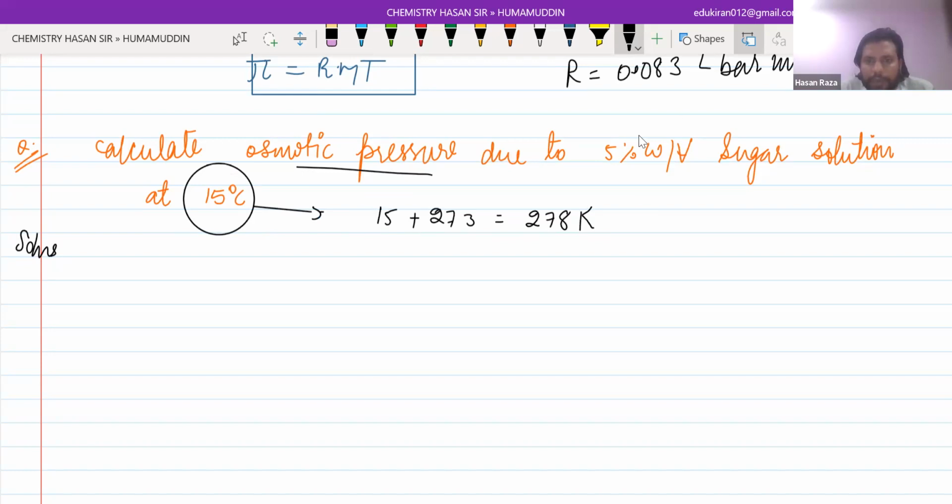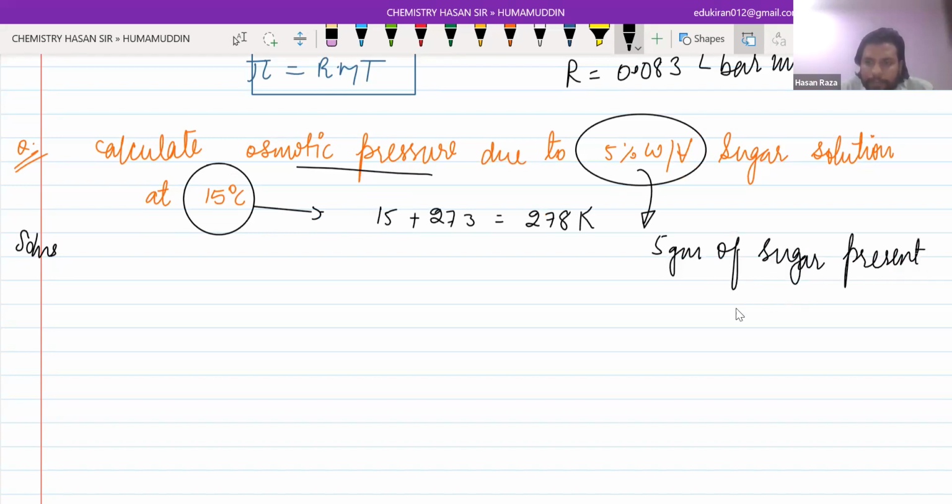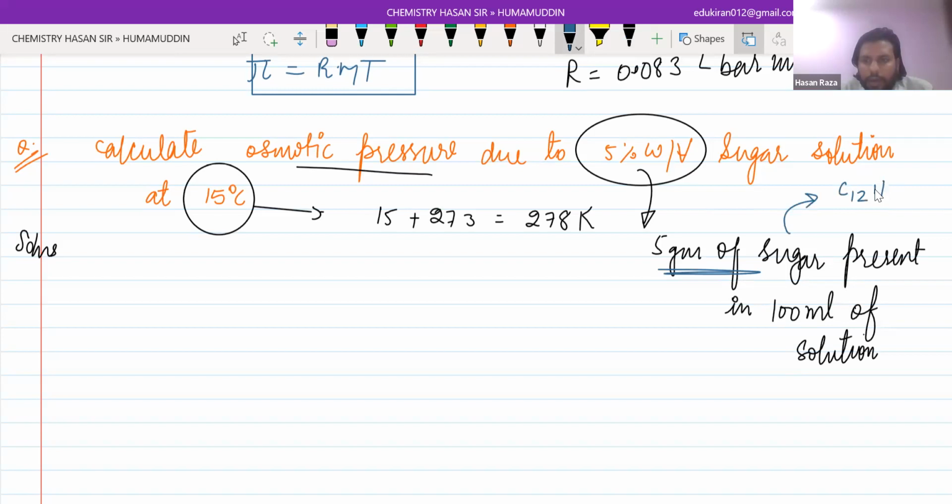Now, see, 5% weight by volume means 5 gram of solute, that is sugar, present in 100 ml of solution. Since volume is there, 100 ml of solution. That means volume of solution is 100 ml and mass of sugar, that is solute, is 5 gram. Sugar has the formula C12H22O11. Now we are going to apply the formula pi is equal to MRT.